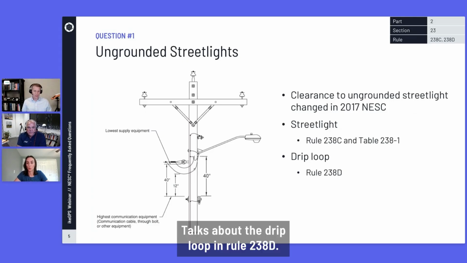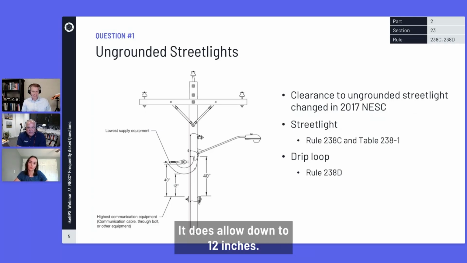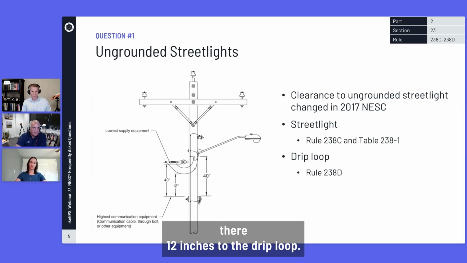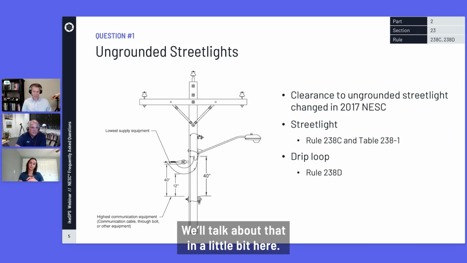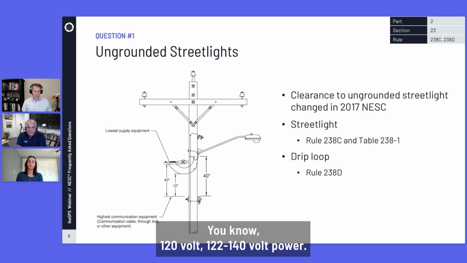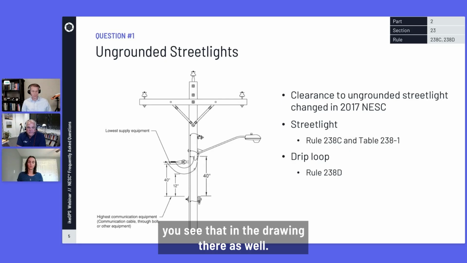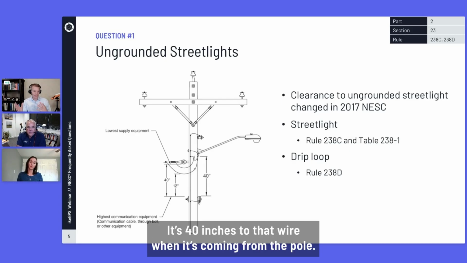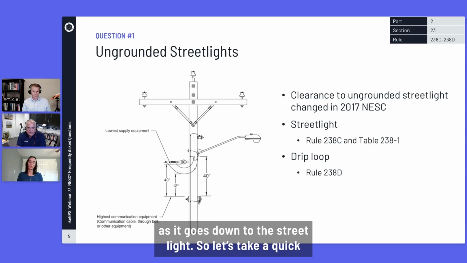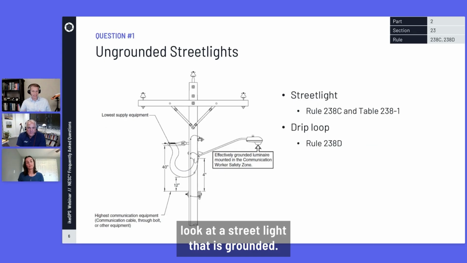Rule 238D talks about the drip loop. It does allow down to 12 inches, and you can see in the drawing there, 12 inches to the drip loop. And there's an exception to that, which we'll talk about in a little bit. We still have to have 40 inches to any secondary, 120 volt, 120/240 volt power, if that's coming from another pole. You see that in the drawing as well. It's 40 inches to that wire when it's coming from the pole. It's just 12 inches that we can go down to the drip loop as it goes down to the street light. So let's take a quick look at a street light that is grounded.